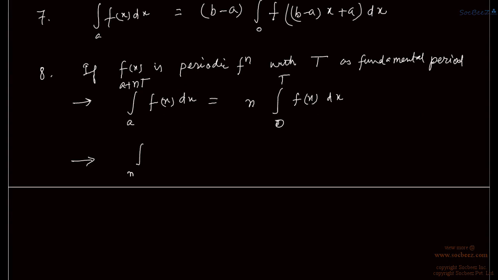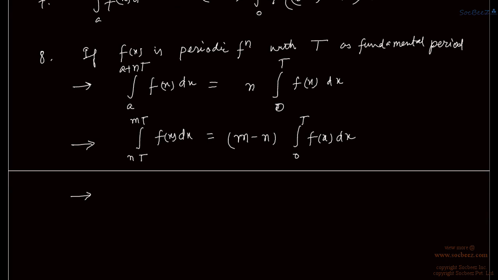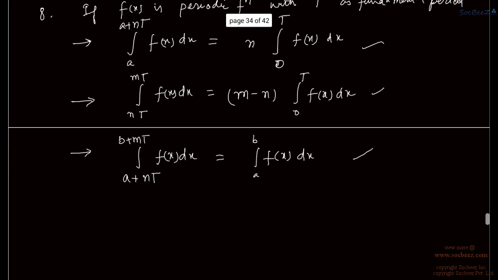Also we have the integral from nT to mT of f(x) dx the same as (m − n) times the integral from 0 to T of f(x) dx. We have the integral from a + nT to b + mT of f(x) dx as the integral from a to b of f(x) dx. So these all three are for a periodic function of fundamental period T.